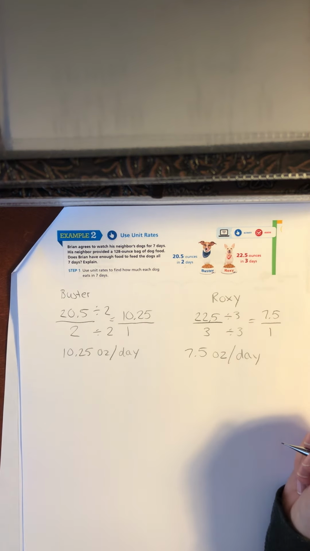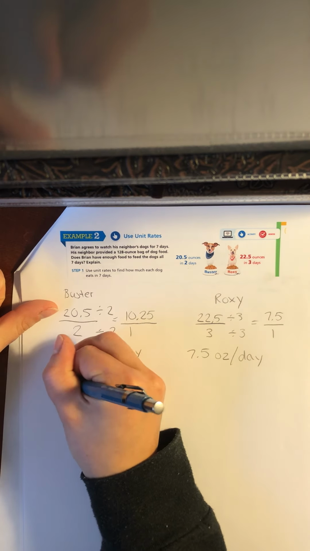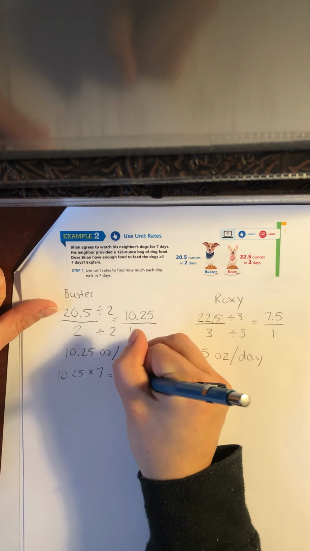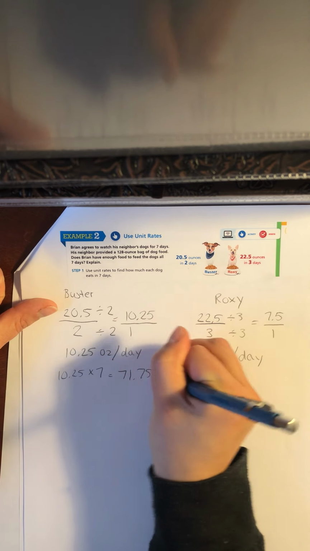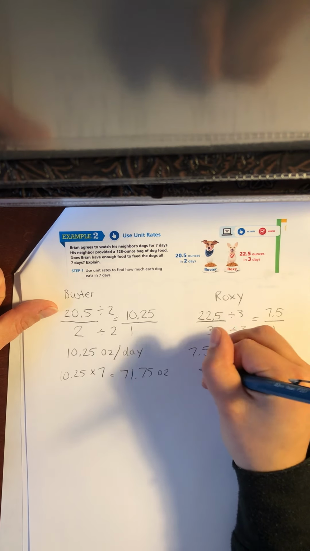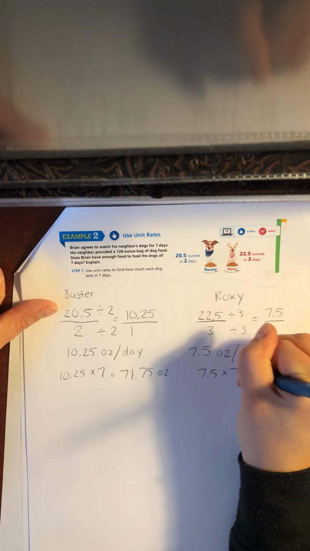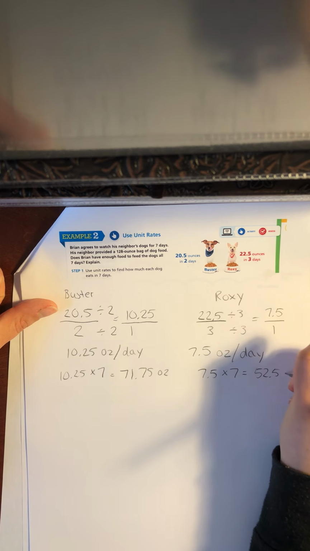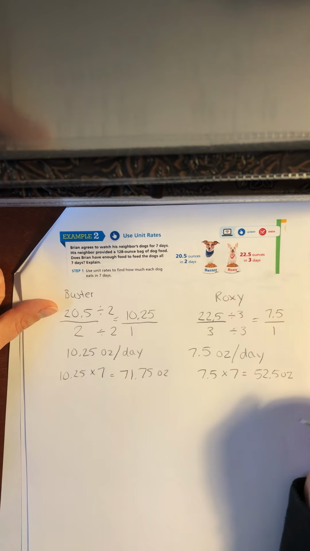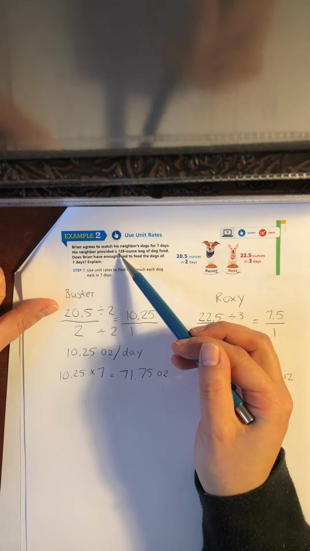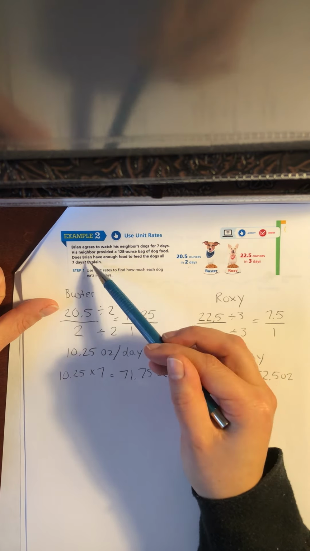Okay, now we need to figure out how much they're eating in 7 days. So to do that, we need to take 10.25, multiply by 7, and that gets you 71.75 ounces for Buster. And then we need to do 7.5 times 7, and that gets you 52.5 ounces for Roxy. Now it says his neighbor provided a 128-ounce bag of dog food. Does he have enough food?